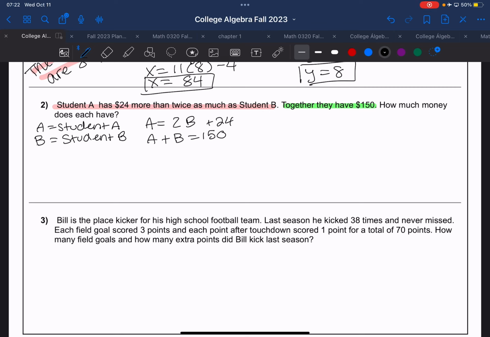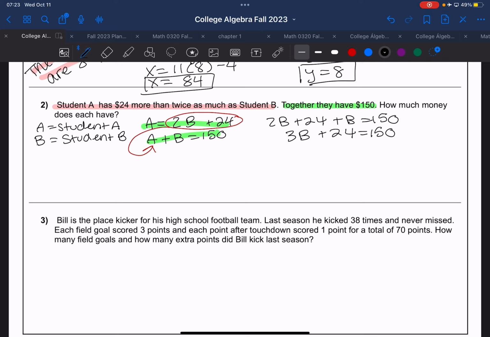So since we have these two equations here, what method would be the easiest to use? Substitution. What are we going to plug in? Good, we're going to plug in what for A though? 2B plus 24 into this A. So we have 2B plus 24 plus B equals 150. We need to combine like terms, so that would give us what? 3B plus 24 equals 150.